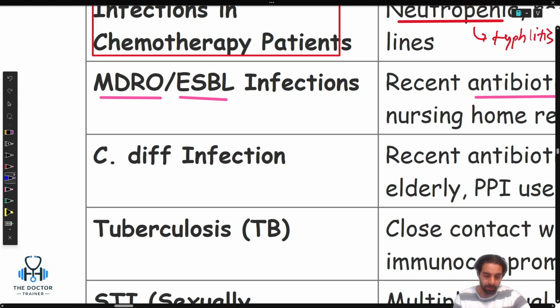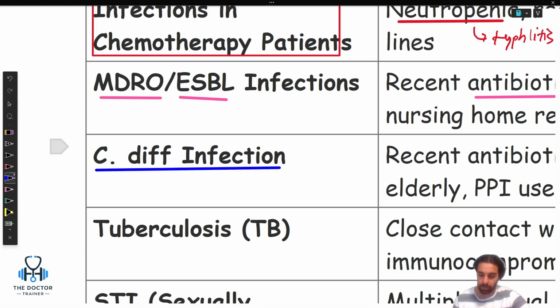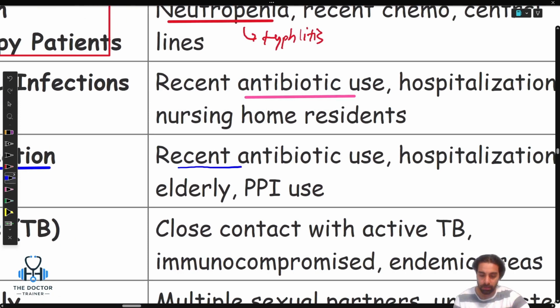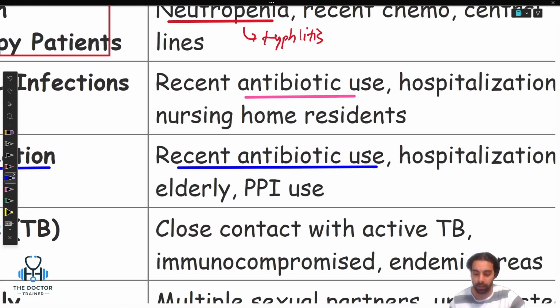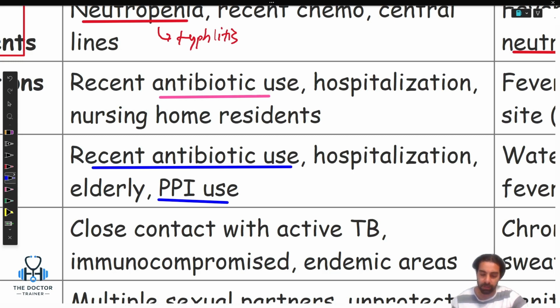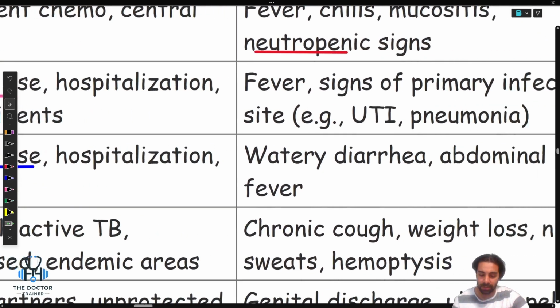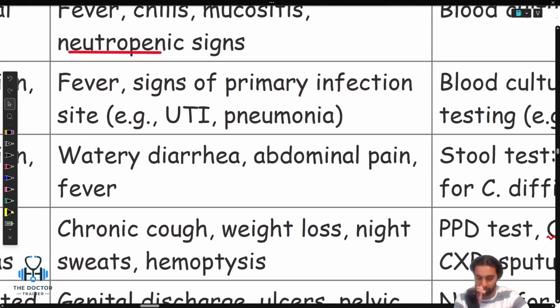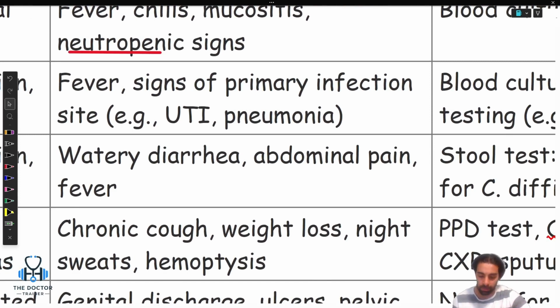All right, C. diff infections. So C. diff infection, this one is going to be from recent antibiotic use. I'll tell you how to spot it if they don't tell you in the test question. There's some association with PPI and high risk of C. diff in those patients. But hospitalization, frequent infections, frequent antibiotics. Think about your MDROs and stuff like that. C. diff is one of them that we have to worry about when patients are on antibiotics. Usually profuse watery diarrhea, like 5 times a day, 10 times a day, something like that.